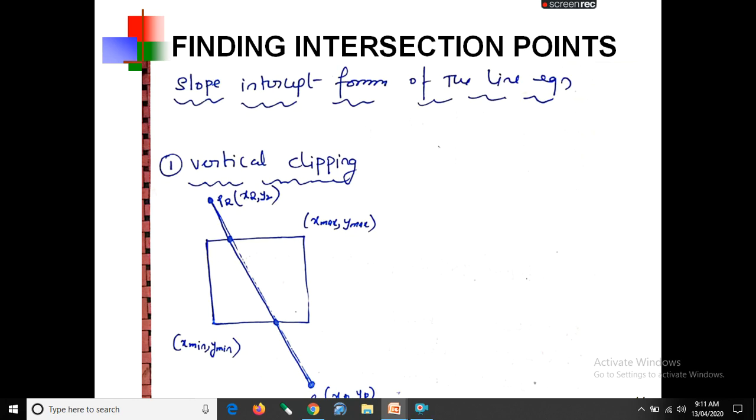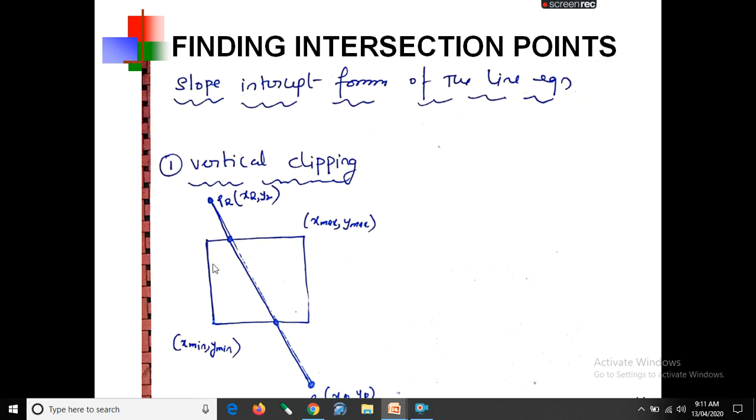Before discussing the intersection formula, I would like to give one example. What is the meaning of vertical clipping, or vertical intersection point? Assume that one clipping window is given. Its size is x minimum, y minimum to x maximum, y maximum. This is the range of the clipping window.